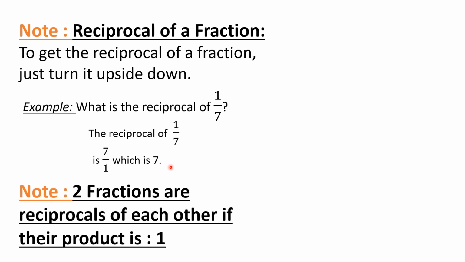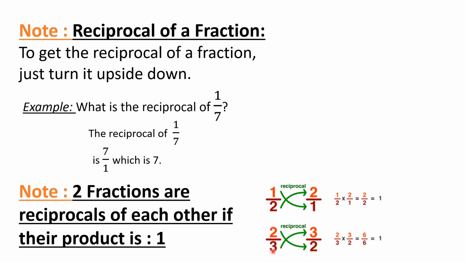Okay, let's take another note. Two fractions are reciprocals of each other if their product is 1. If I multiply a fraction by its reciprocal, the answer is always 1. Let's take an example. 1 over 2, its reciprocal is 2 over 1. Let's multiply these two fractions. The answer will be 2 over 2, which is 1.